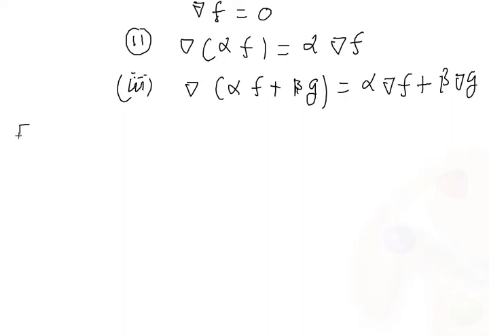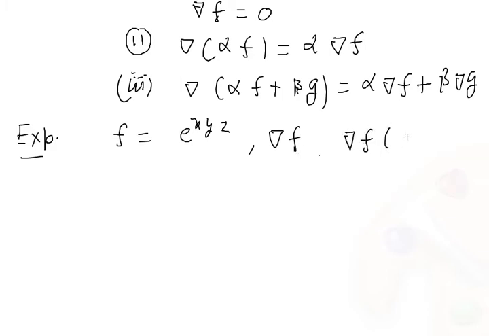Okay, so example: f is exponential xyz. You need to find this del f, that is one thing, and secondly you need to find del f at (0, 0, 0). That means after finding this del f, we need to put x equal to 0, y equal to 0, z equal to 0.